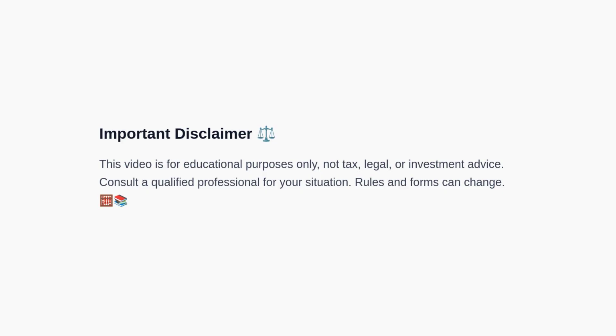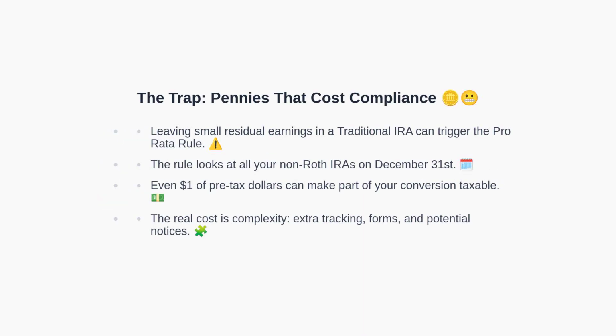With that in mind, let's proceed to understand the exact trap we're trying to avoid. The central trap is leaving small residual earnings, sometimes literally pennies, in a traditional IRA during a backdoor Roth conversion. The Pro Rata Rule aggregates all your non-Roth IRAs as of December 31st and determines what percentage of your conversion is taxable. Even a single dollar of pre-tax funds can force a portion of your conversion to be taxed. While the actual tax may be small, the administrative burden, especially in tracking basis and correctly filing, can be significant.